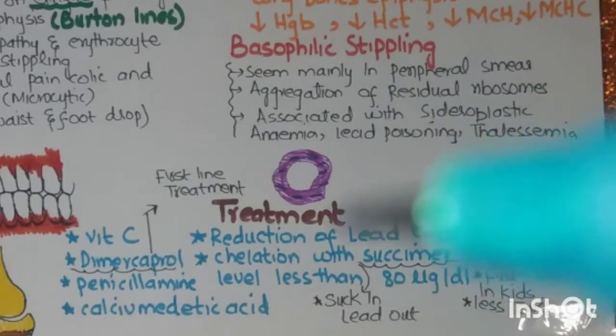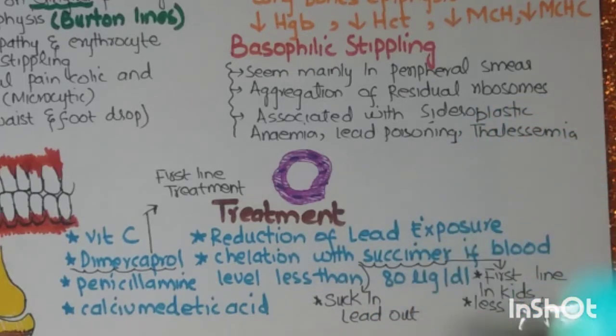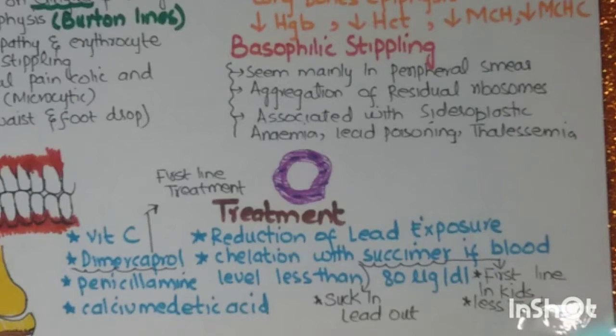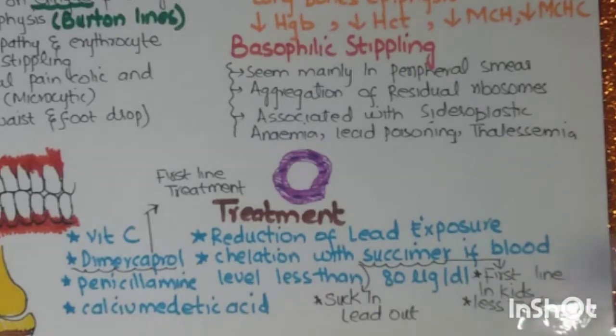Treatment of the anemia due to lead poisoning. Reduction of lead exposure. Adults should change their job or do another job. Children should avoid using lead pens for their drawings. And chelation with succimer if the blood level is less than 80 microgram per deciliter. Succimer is the first line drug in kids and is less toxic.